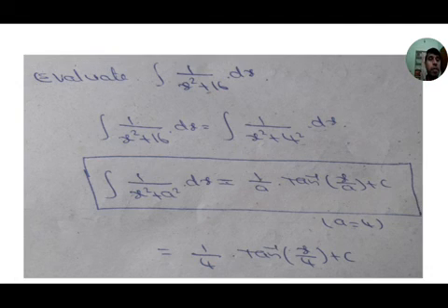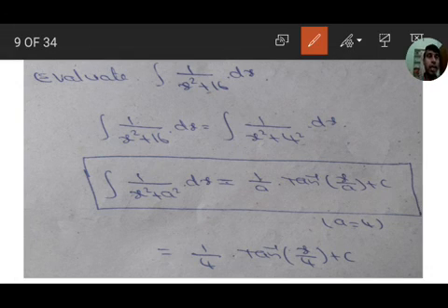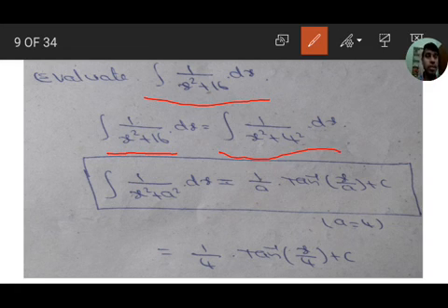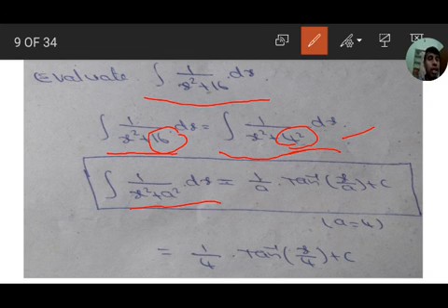Next, second problem. Evaluate integration 1 by x square plus 16 dx. Again, here integration 1 by x square plus 16 dx. The 16 can be written as 4 square dx. So it is of the form integration 1 by x square plus a square dx. So formula 1 by a into tan inverse x by a plus c.